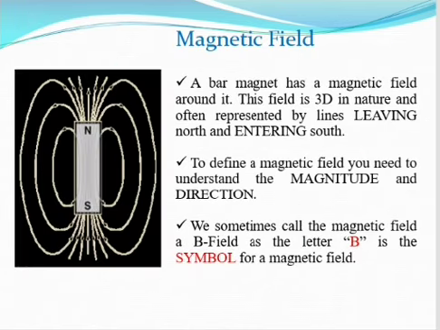First, what is a magnetic field? Here consider a bar magnet that has a magnetic field around it. This field is three-dimensional in nature and often represented by lines leaving north and entering south. To define a magnetic field, you need to understand the magnitude and direction. We sometimes call the magnetic field a B field, as the letter B is the symbol for a magnetic field.